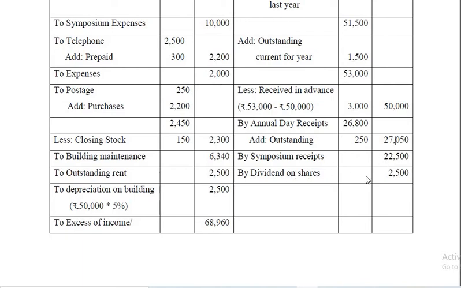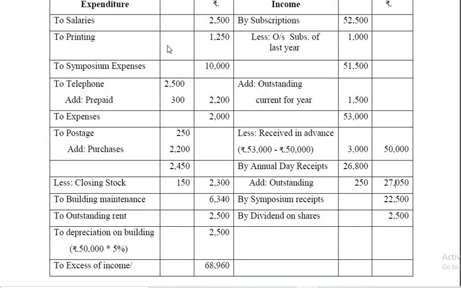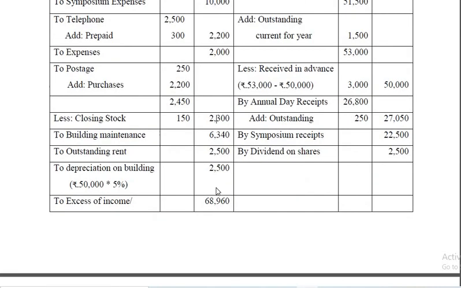Symposium receipts. Dividend on shares. Look at the debit side. Salaries, printing, symposium expenses, telephone, prepaid 300. So it should be deducted. Okay, I'm sorry. This should be deducted, not added. Subject to correction. Then expenses 2,000. Postage 250. Add purchases 2,200 less closing stock 150. So 2,300. Building maintenance 6,340.